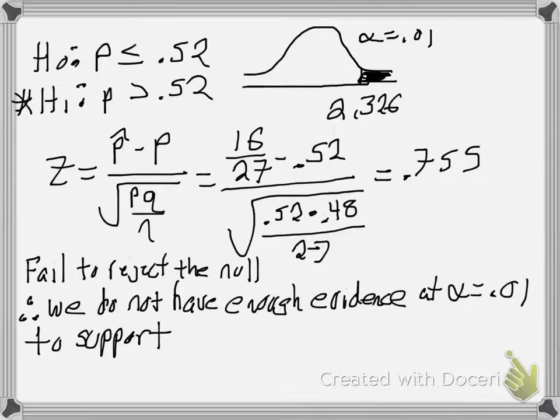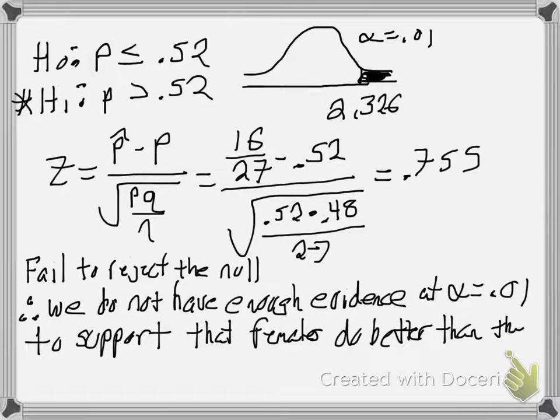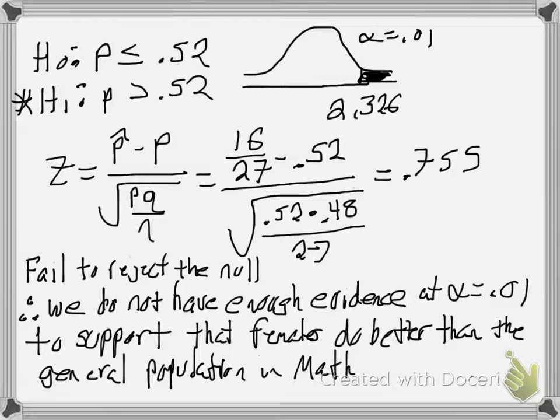Now, what am I supporting? We do not have enough evidence at alpha equals 0.01 to support that females do better than the general population in math. Okay, so there you go.